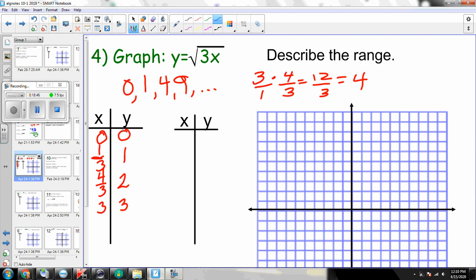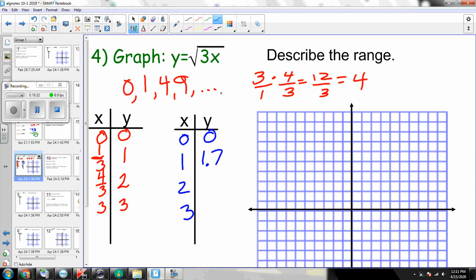If you don't like this way, you could do it another way. The only reason I do it this way is to try to get more whole numbers to graph. But I could also do this problem by just putting in a 0, 1, 2, or 3. It just means my y values won't always be whole numbers, but that's okay. So if I put in 0, 3 times 0 is 0, square root of 0 is 0. If I put in 1, 3 times 1 is 3. I'm going to have to take the square root of 3. I'm going to use my calculator and round to the tenths when I take the square root of 3. I'm going to get 1.7.